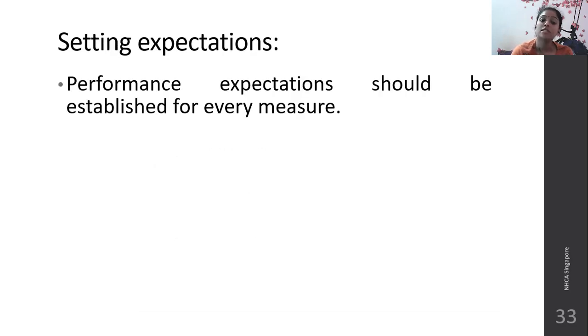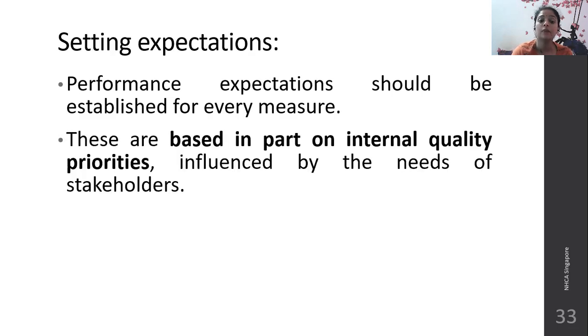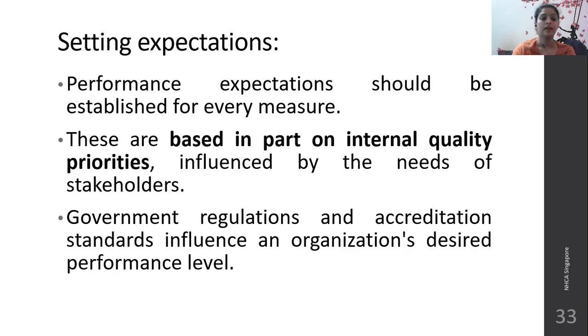Setting expectations: performance expectations should be established for every measure. These are based on internal quality priorities influenced by the needs of the stakeholders. So the stakeholders and the top management have a role in setting expectations in various departments of the hospital. Government regulation and accreditation standards also influence the organization's desired performance level, because accrediting bodies will give you the set of expectations your hospital has to comply with if you want the accreditation done.